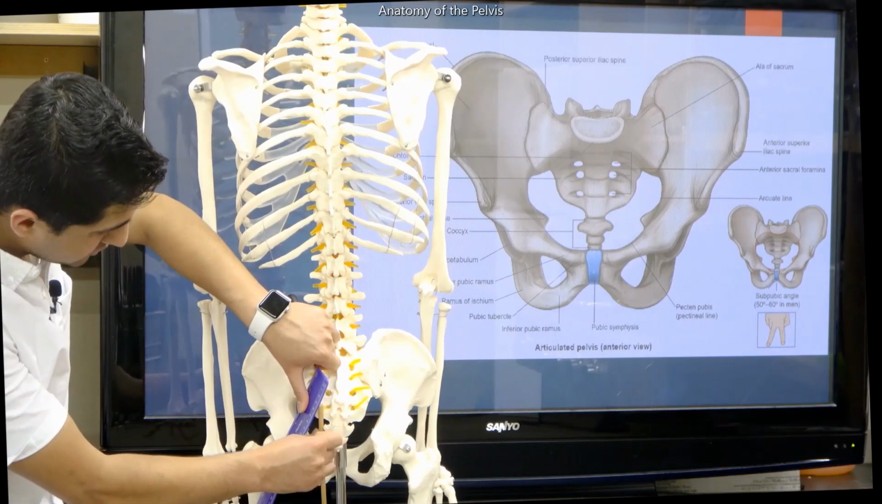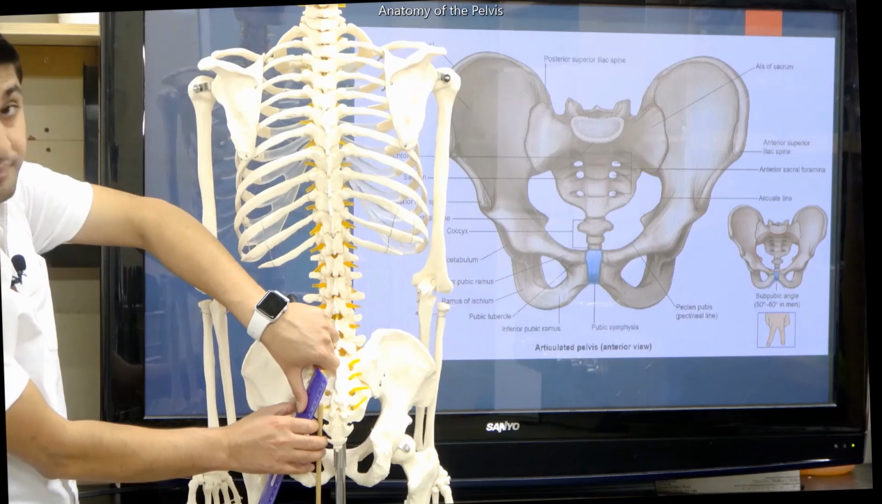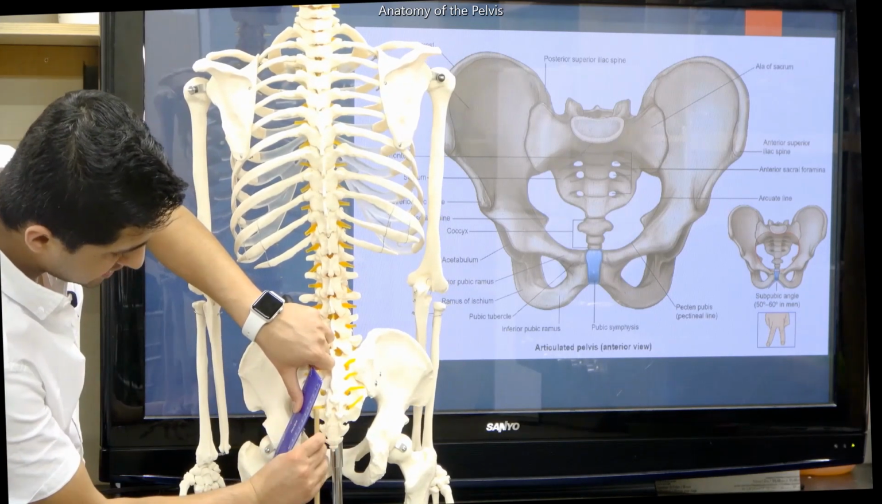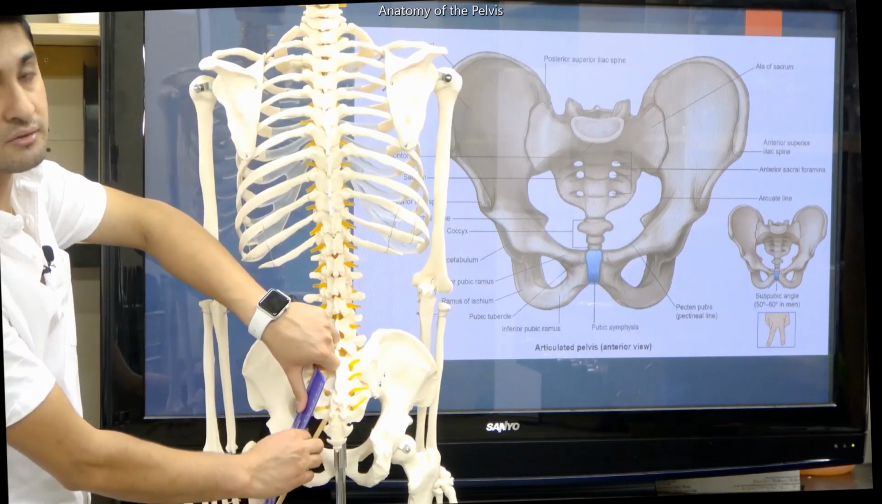So whenever it connects like this, you see there's a space, a gap right here? This is called your greater sciatic foramen. And there is a space down here, which we call the lesser sciatic foramen.